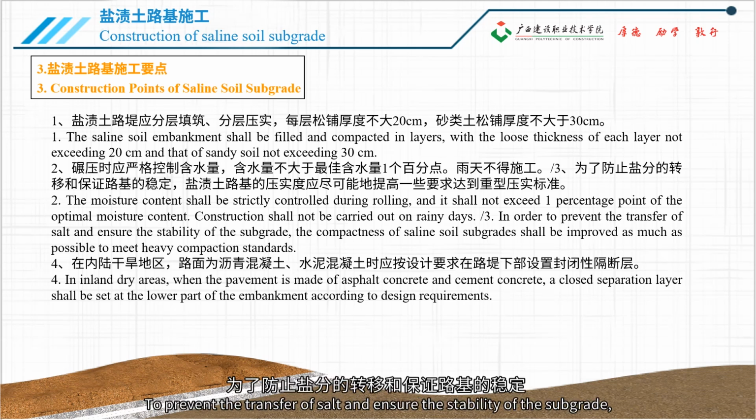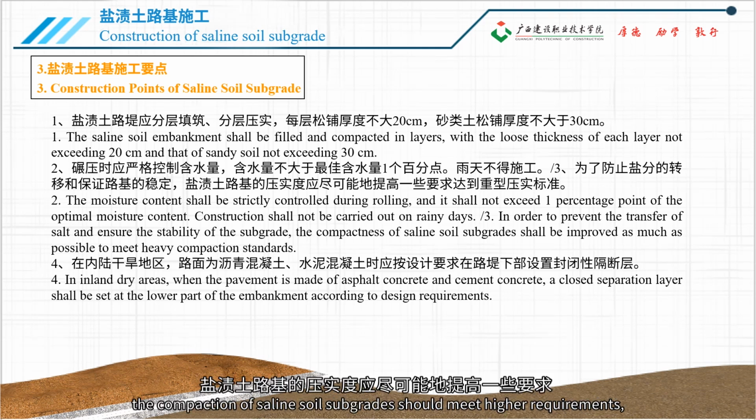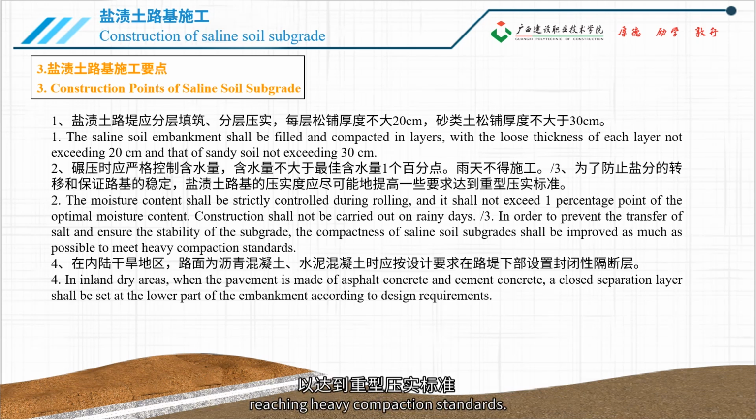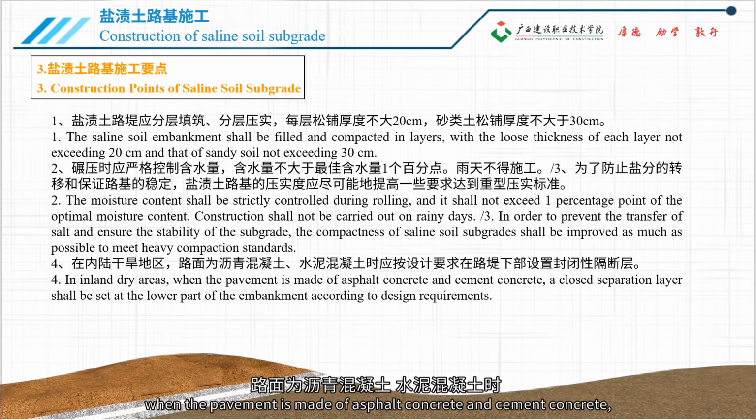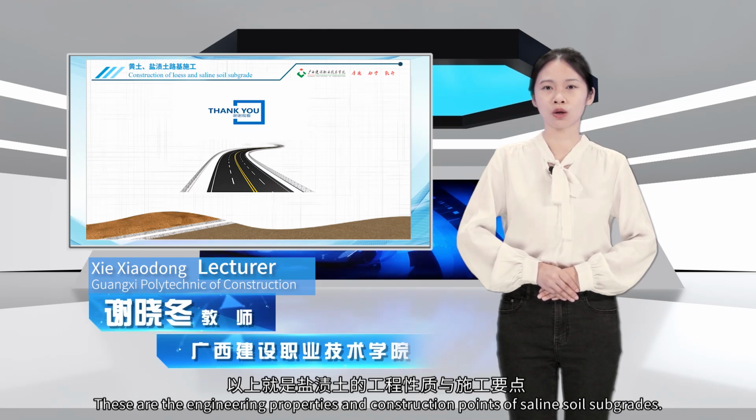To prevent the transfer of salt and ensure the stability of the subgrade, the compaction of saline soil subgrades should meet higher requirements, reaching heavy compaction standards. In inland dry areas, when the pavement is made of asphalt concrete and cement concrete, a closed separation layer shall be set at the lower part of the embankment according to design requirements. These are the engineering properties and construction points of saline soil subgrades.